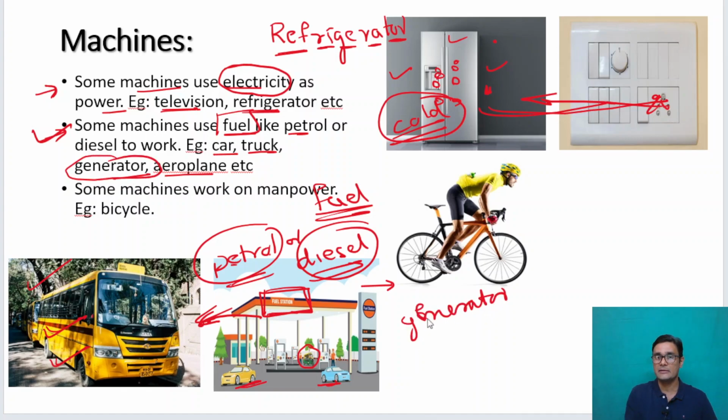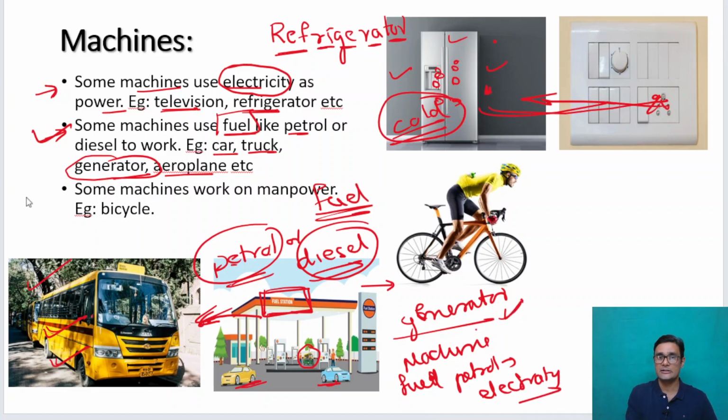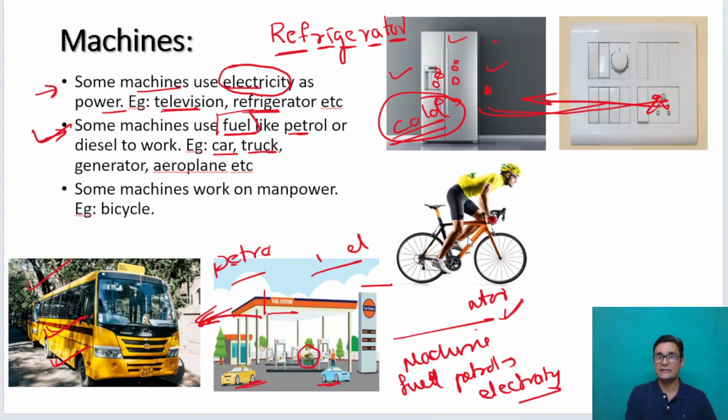Generator is nothing but a machine which converts fuel like petrol to electricity. That is how a generator works. Okay, but now let us come to another type of a machine.